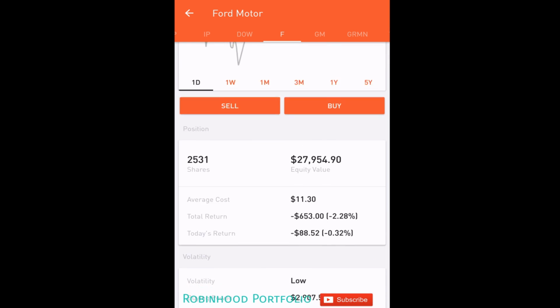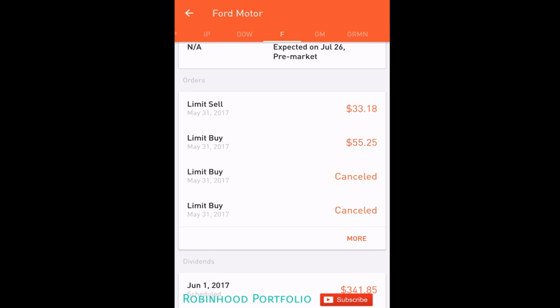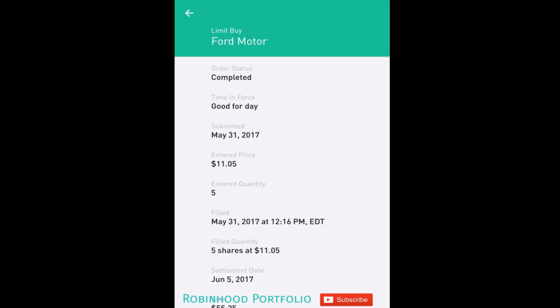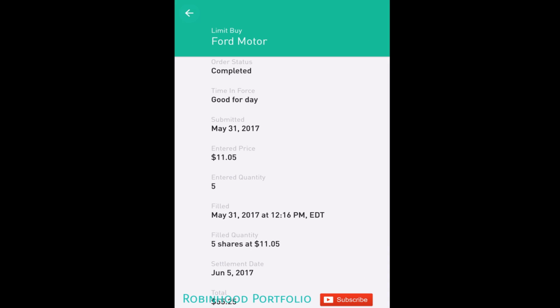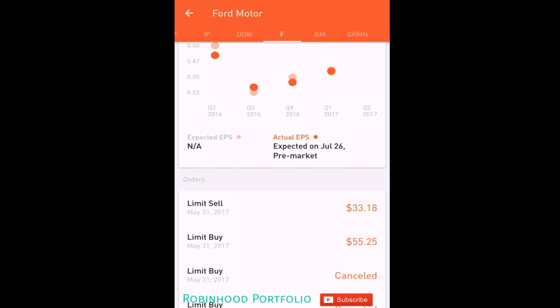11.04. So I'm not sure if this is going to be all the way executed, but you can see here I did a little bit of a live trade here for you guys. Putting my limit buy orders in. Again, put a limit buy in. 11.055 shares, 55.25. Kind of watched the stock for a while, trending up and down.